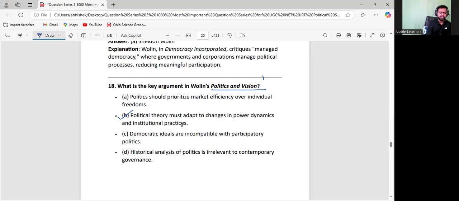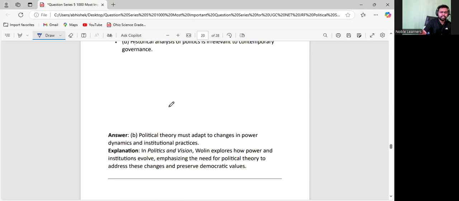John Rawls is one of the most important thinkers credited for reviving political theory. Then later Francis Fukuyama came, and then communitarian thinkers, multiculturalist thinkers, and a lot of thinkers came later on.